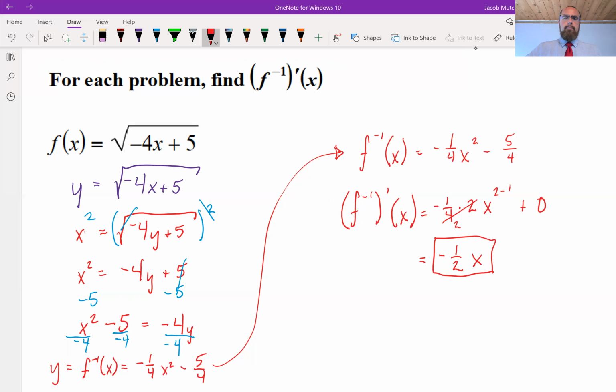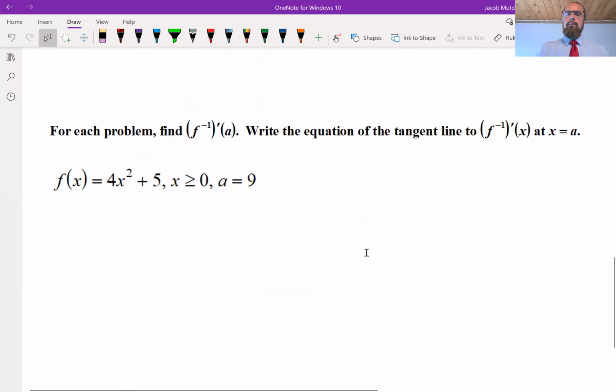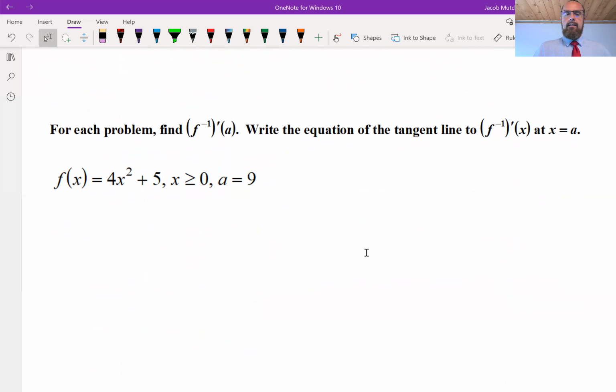So those are two examples where we were just trying to take an equation for a function, write its inverse, and then take the derivative of its inverse. Let's also take a look at an example where we want to write the equation of the tangent line to an inverse function, given the original function.